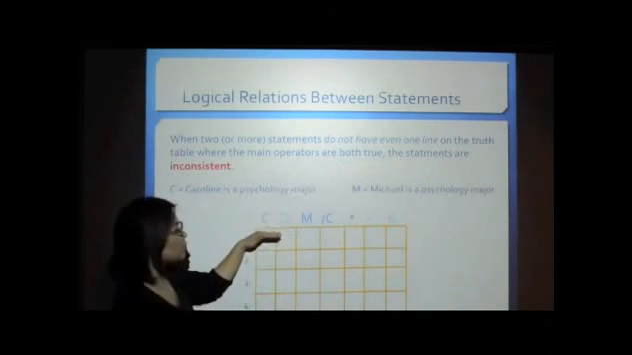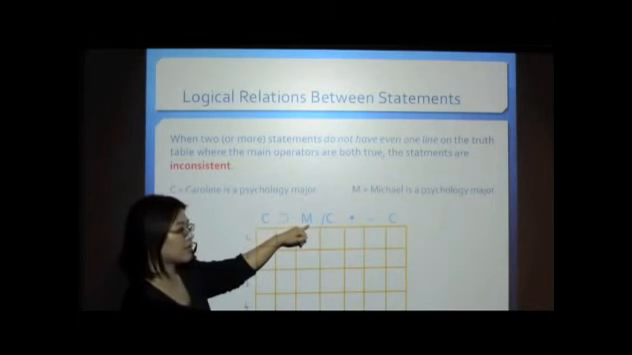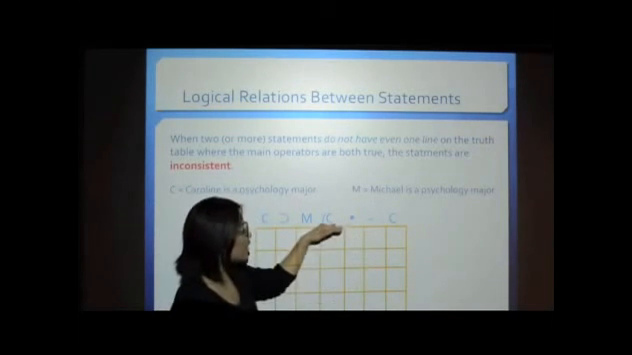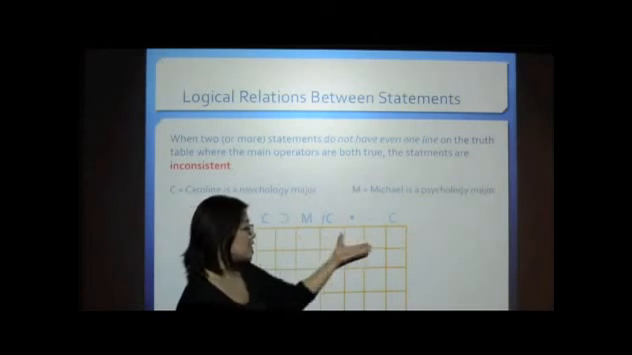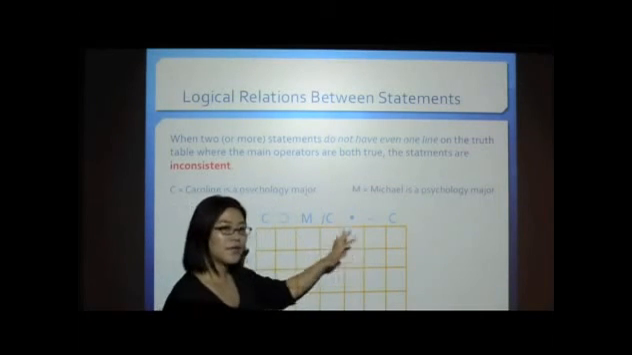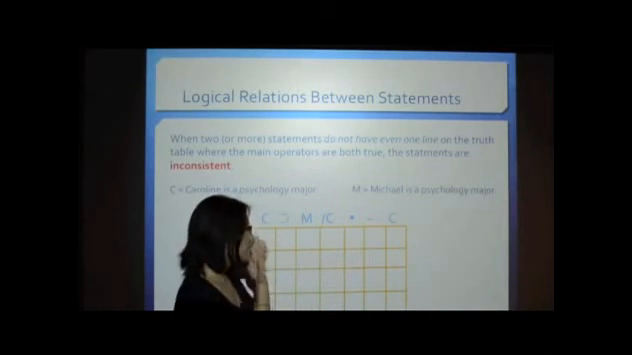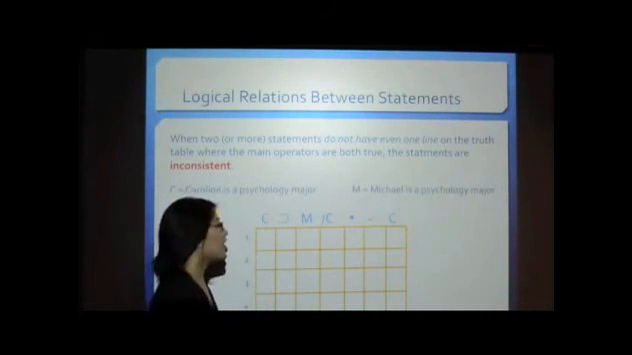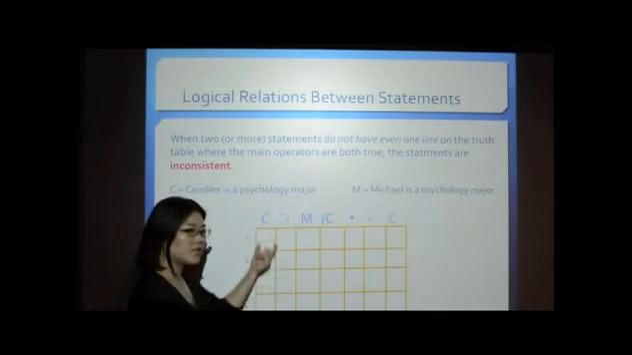So this statement here reads, if Caroline is a psychology major, then Michael is a psychology major. And this statement here reads, Caroline is a psychology major, and it's not the case that Caroline is a psychology major. So we have two different statements. So we're going to do a truth table again for these two statements so we can compare them. And I'm not going to repeat the procedures again. However, just note that first we start with this distinct variable.